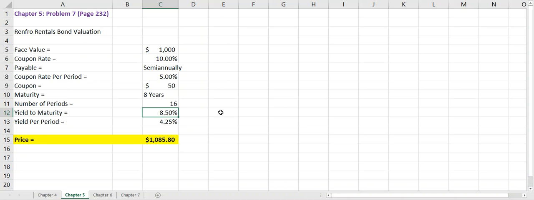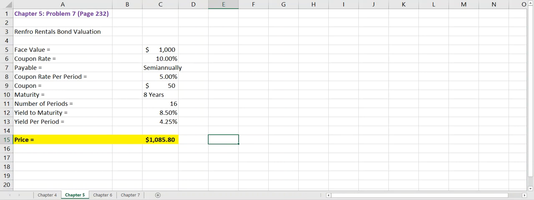What is the current value of this bond in the marketplace? Well, you determine the present value of the $1,000 that you'll get paid in 8 years, the present value of the $50 coupon payment you're going to be getting on this bond in a market of 8.5% today. That's an interest rate per period of 4.25%. That bond's current value in today's market has gone up to $1,085.80. Interest has gone down. The asset value of this bond has gone up. Here's how I calculated it.